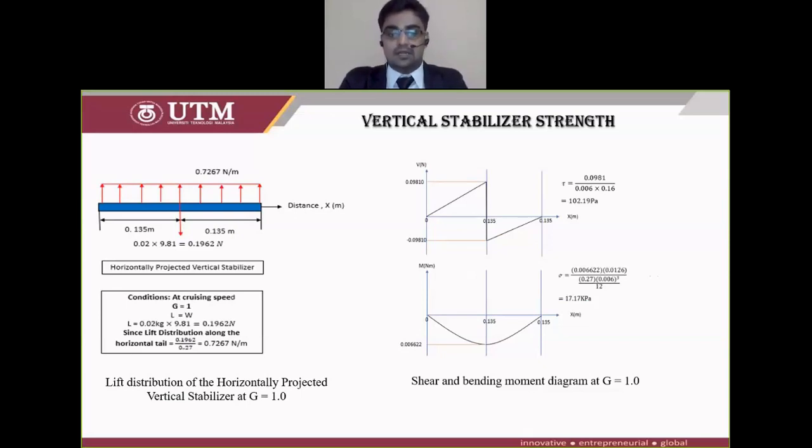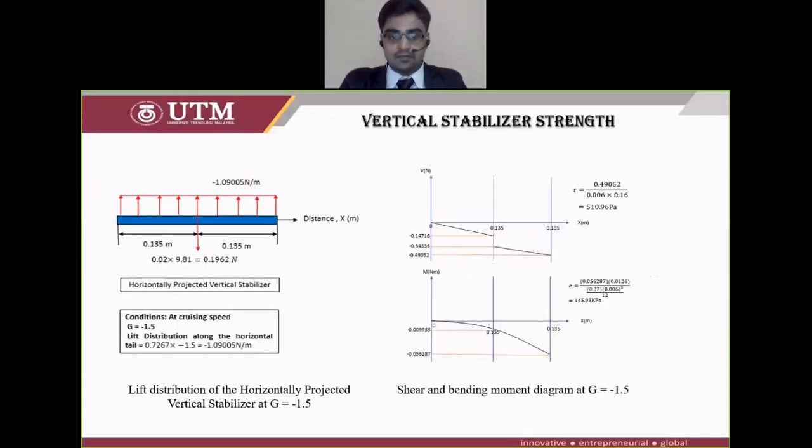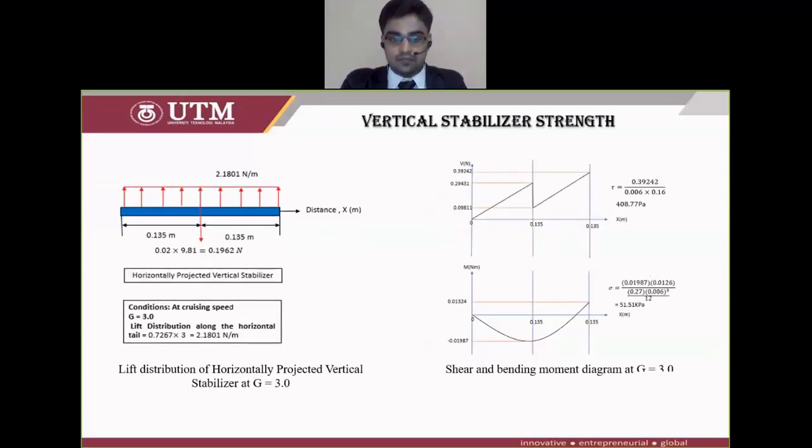So this is the shear and bending moment diagram as well as the free body diagram for the vertical stabilizer at G equal to 1.0, and I also calculated the shear and bending stress based on the maximum shear and bending moment. So next is G equal to negative 1.5 for the vertical stabilizer, and finally followed by G equal to 3.0 for the vertical stabilizer.